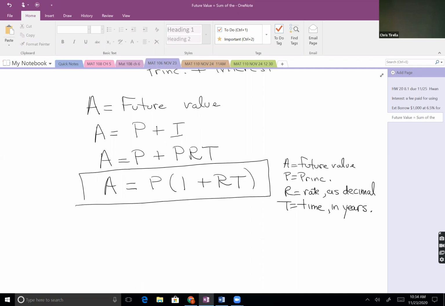But I also want to look at that last boxed formula that we have and make sure that everybody's in agreement that it's equivalent to the lines above it. If I look at it in this factored form, does everybody remember at some point learning that if you had multiplication in front of parentheses, you wanted to distribute? And you see that if I were to distribute, P times 1 is P, P times RT is PRT. So it is equivalent.